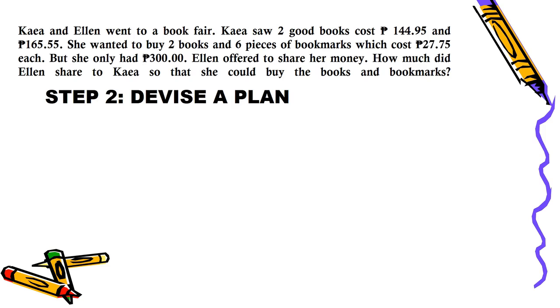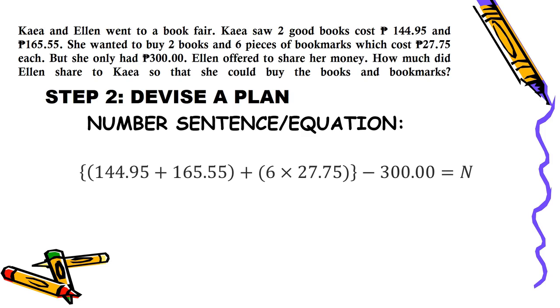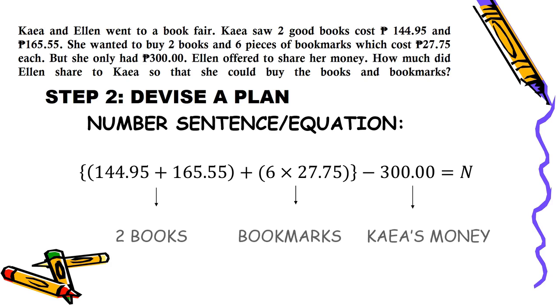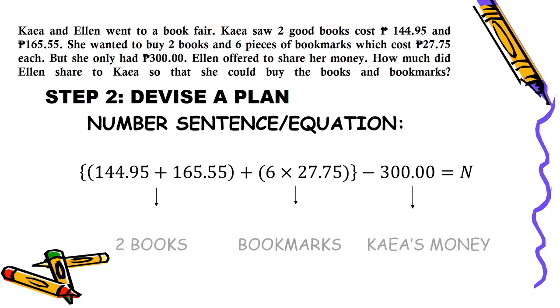And then, after deciding what operation to be used, we have to make a number sentence or equation. This is a mathematical statement that 2 things are equal. But, take note, in writing number sentence, you have to follow the proper order of operation when you are using 2 or more operations. In here, we can use a diagram, a table, or simply listing. In this problem, the number sentence would be like this. Get the sum of the 2 books and the product of 6 bookmarks, then subtract it from Kaya's money. In number sentence, we usually equate it to n, where n stands for an unknown number, and that is what we are solving for.